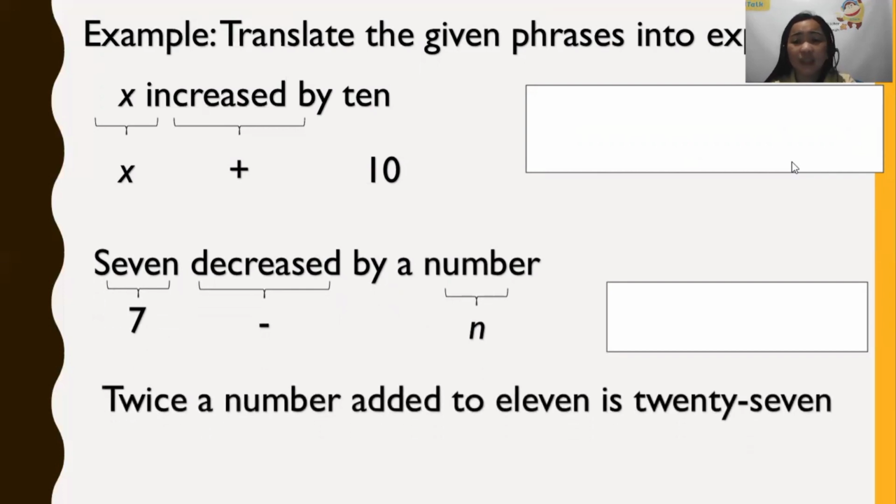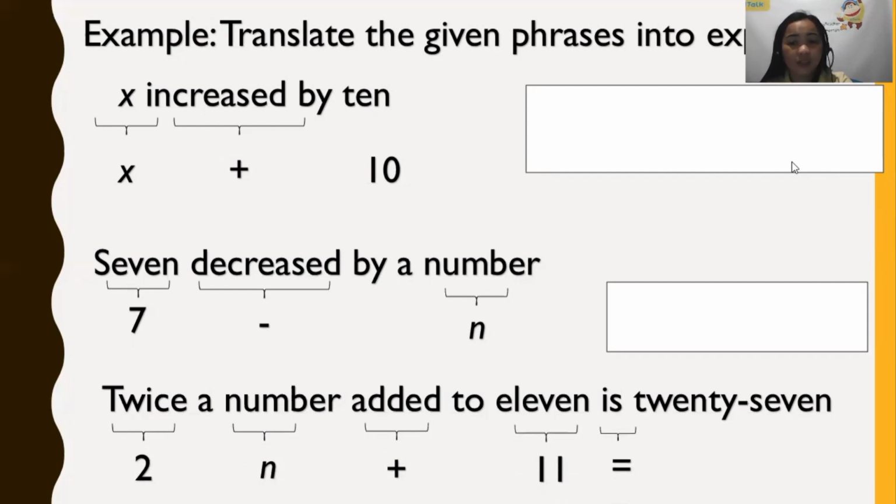And we have twice a number added to 11 is 27. So we have twice a number. We do not know what number it is, so we can represent that number by any letter of the alphabet. Twice means 2 times. Twice a number, so we have 2n. Added means addition. To 11, we have 11, is equal to 27. So we have 2n plus 11 equals 27.